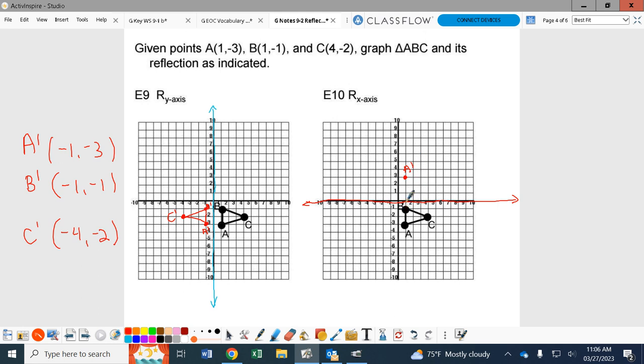The B is only how many blocks away still? It's only 1 block away, so the B prime is easy. It goes right there. It's 1 block away, B prime. How many blocks away from that line is the C? 2. So I got to go up 2. There's C prime. Just on the graphing part of it, you decide how far away it is by counting blocks.